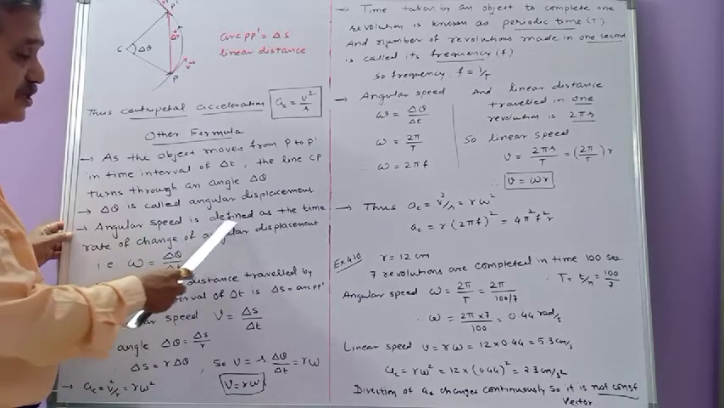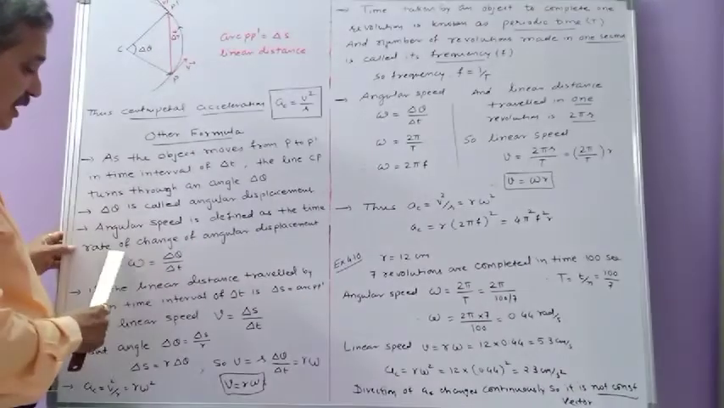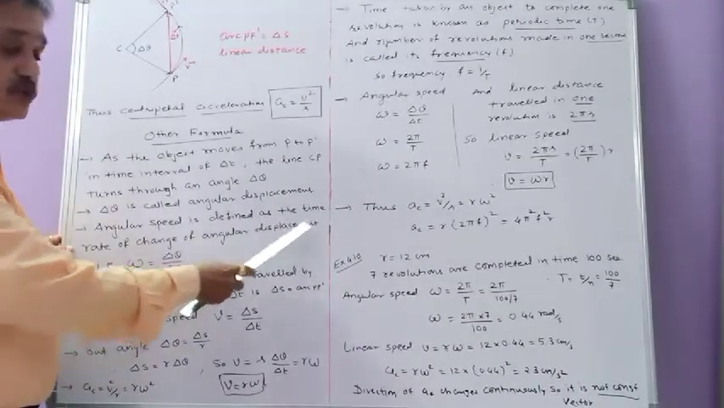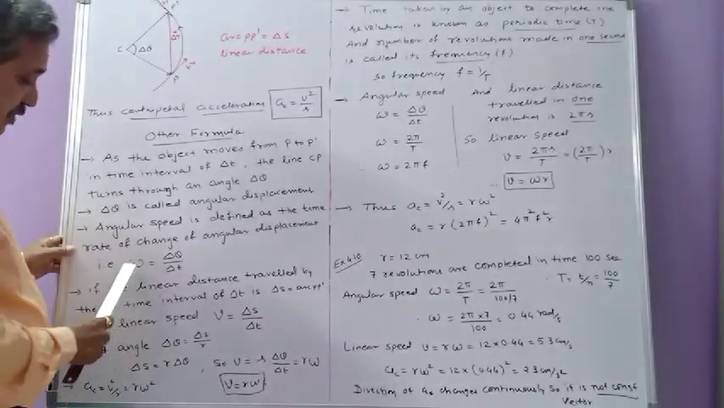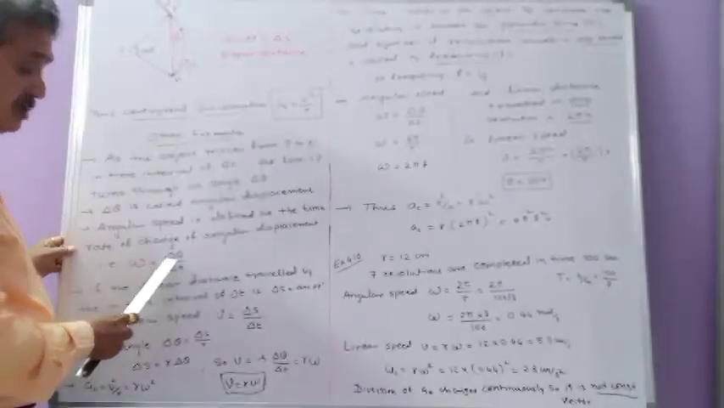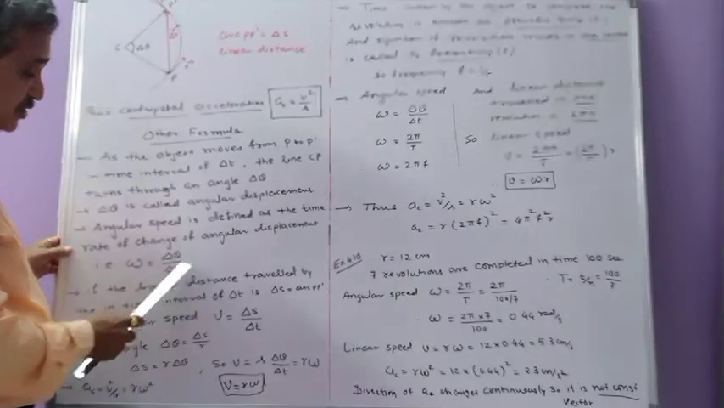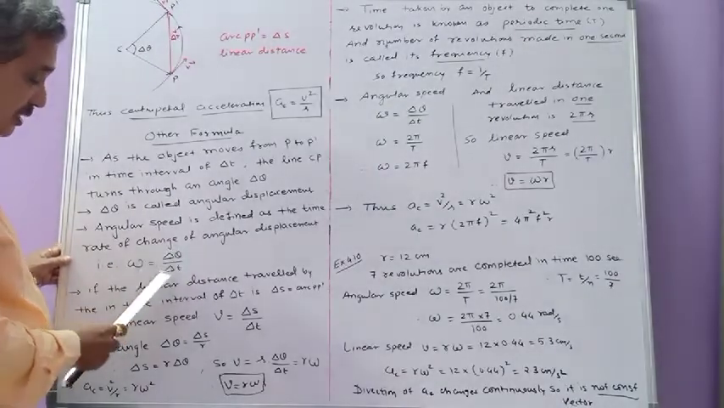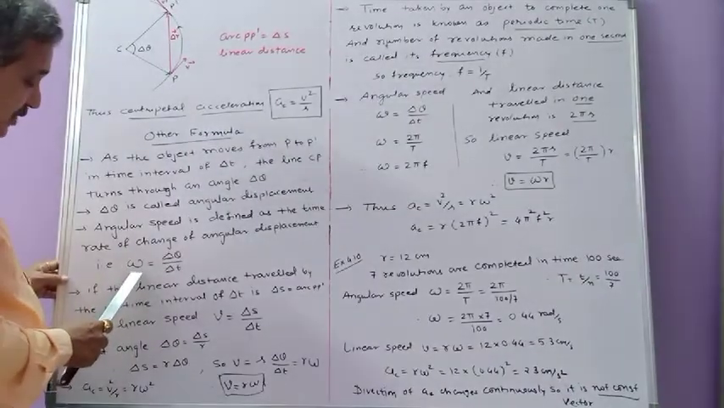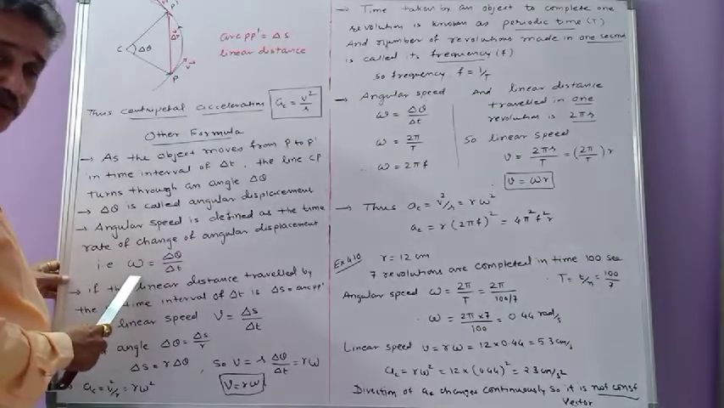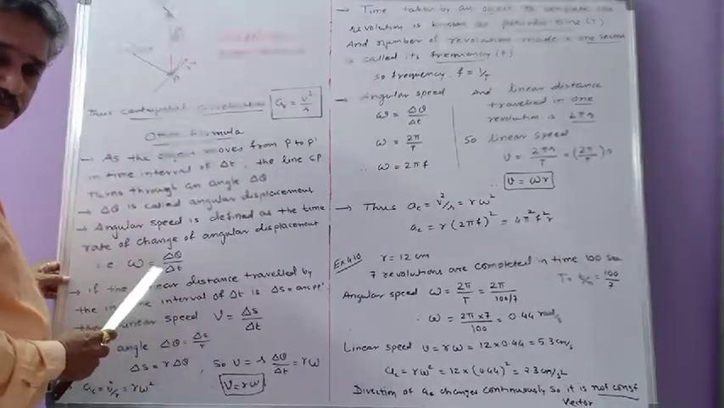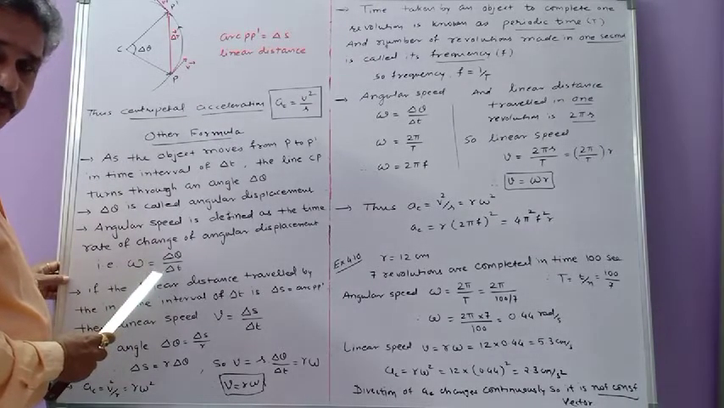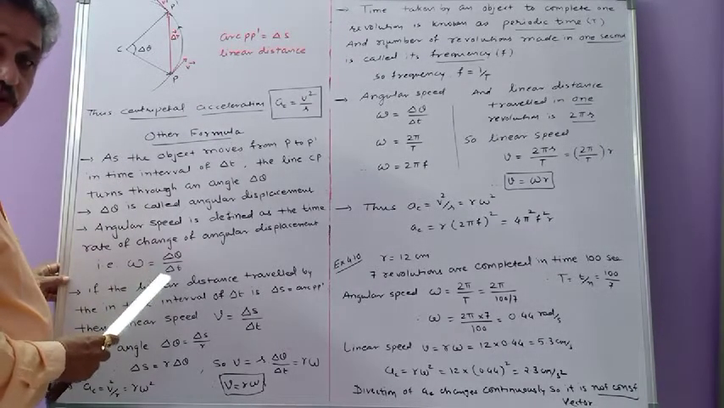Angular speed, actually this topic comes in lesson number 7. The angular speed is defined as the time rate of change of angular displacement. So it is given by the symbol omega equal to angular displacement upon the time interval taken, so delta theta upon delta t is known as angular speed. The unit of angular speed is radian per second, or rotations per second, or revolutions per second.